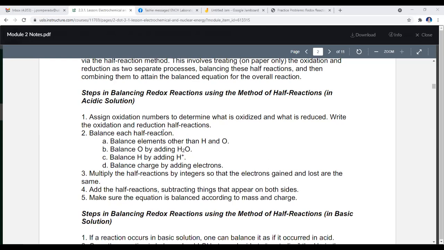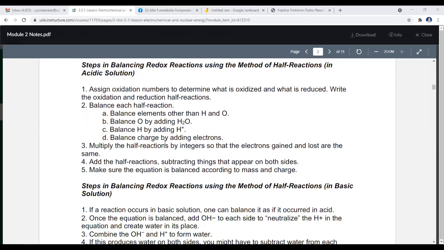After you have written the half reactions, you balance the elements other than H and O first. So you recall in balancing chemical reactions, class, if you recall in your Chem 1 then, in your senior high, that you always balance oxygen and hydrogen last. You balance the other elements except these two. So they are balanced last. So it's the same thing when you're balancing half reactions. The half reactions I'm referring to are the oxidation and the reduction half reactions.